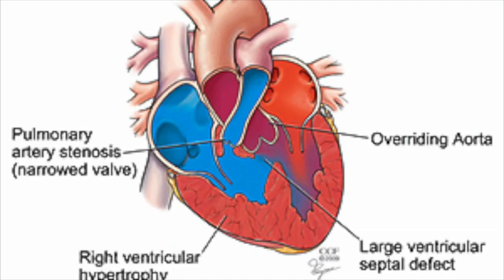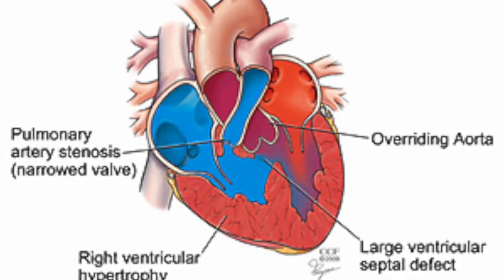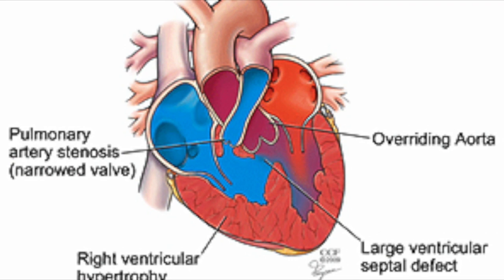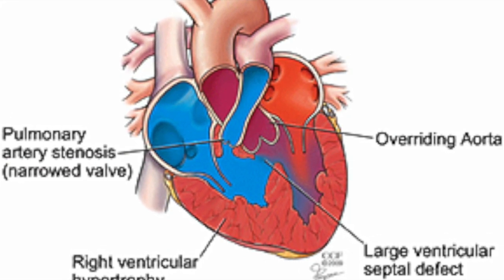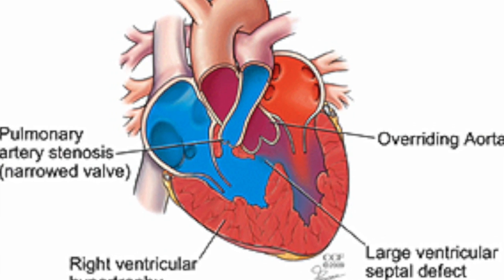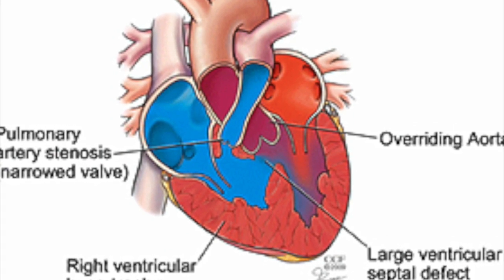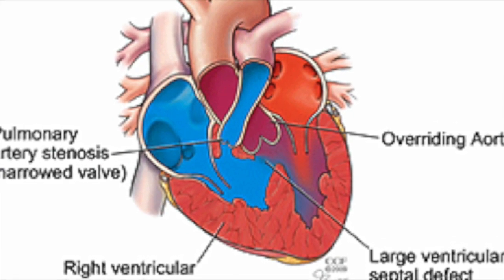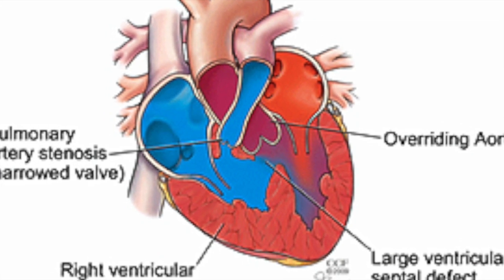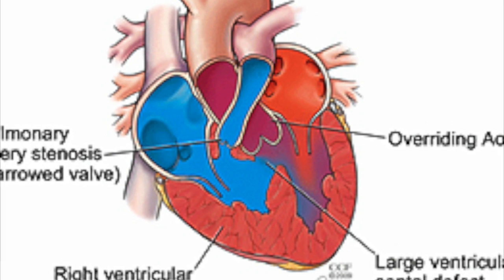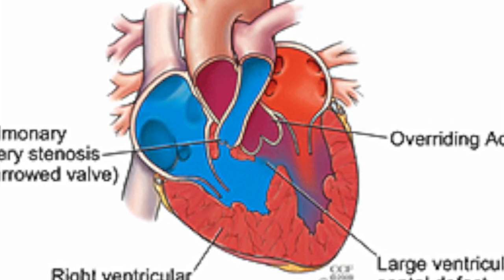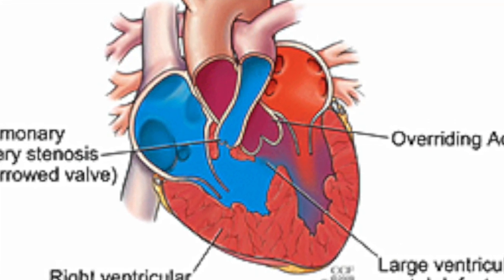An overriding aorta is when the artery that carries high oxygen blood to the body is out of place and arises above both ventricles, instead of just the left ventricle, as in a healthy heart. This allows some blood that is low in oxygen to flow into the aorta and out to the body instead of to the pulmonary artery, which would normally take it to the lungs to pick up oxygen.